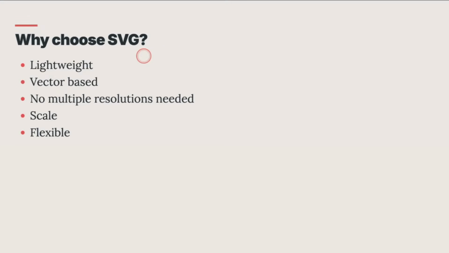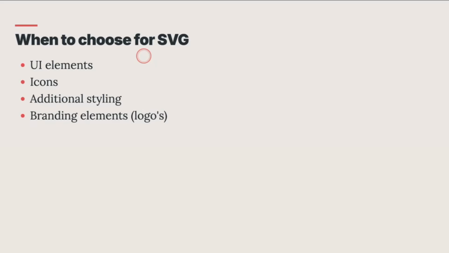So what I like to do is I always try to use SVG images because they're lightweight and vector-based. You don't need multiple resolutions in your Canvas app just to give it a clear view of the image. It's scalable and it's flexible. I like to use them for my UI elements, icons, or some additional styling. In my last app, I think there was a big background based on SVG, and I like to use it for logos and things that I use more often in headers or footers or things like that.